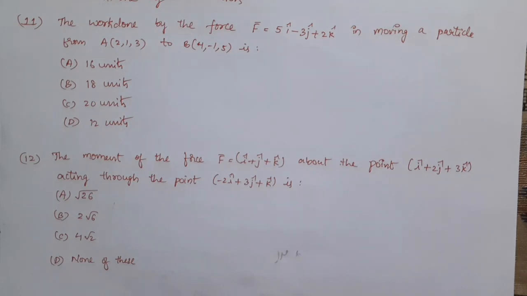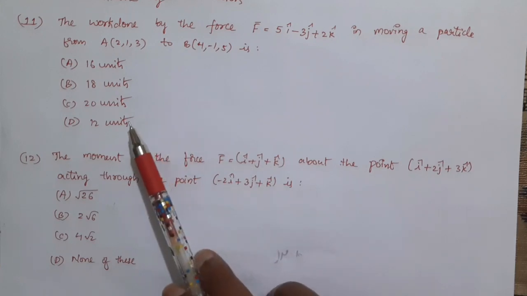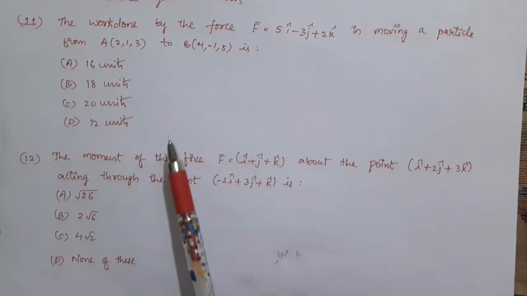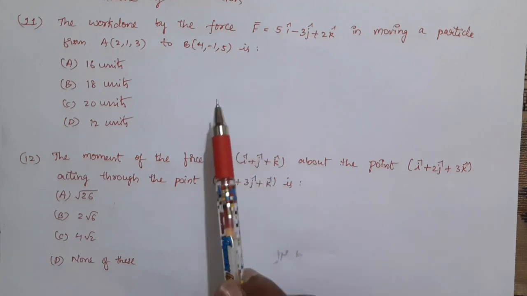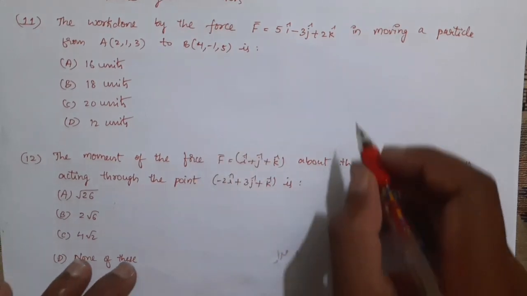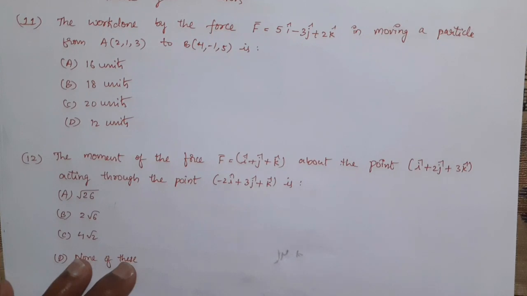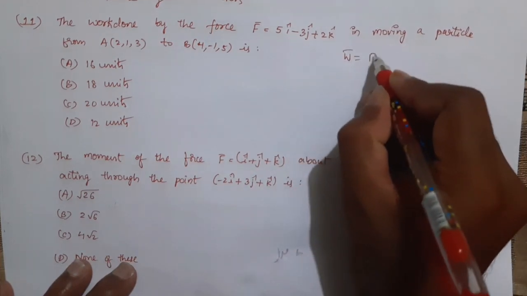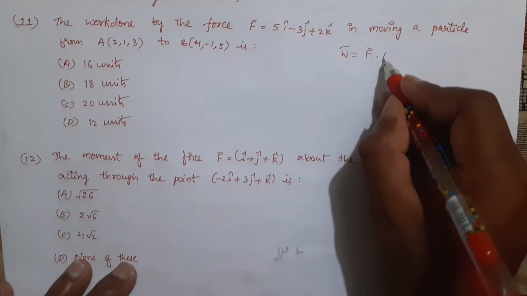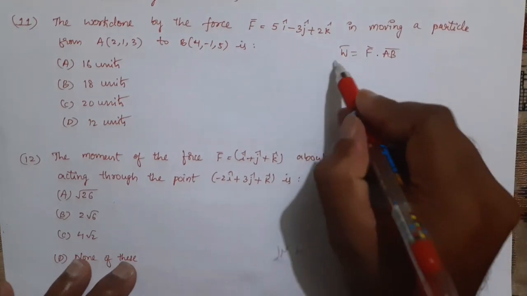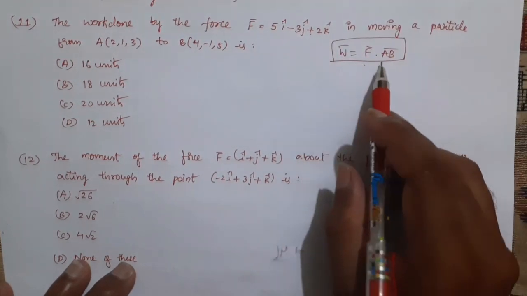The work done by the force F bar given 5i cap minus 3j cap plus 2k cap in moving a particle from A of 2, 1, 3 to B of 4, minus 1, 5. Options given: 16 units, 18 units, 20 units and 12 units. So what they are asking is work done by the force. We should remember that work done by the force is equal to F bar dot AB bar.